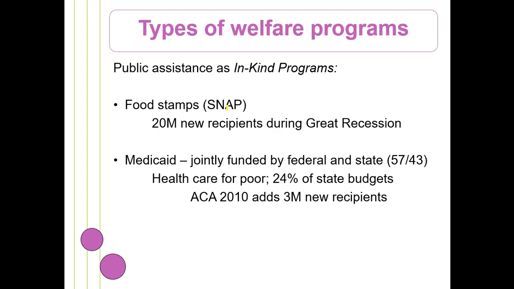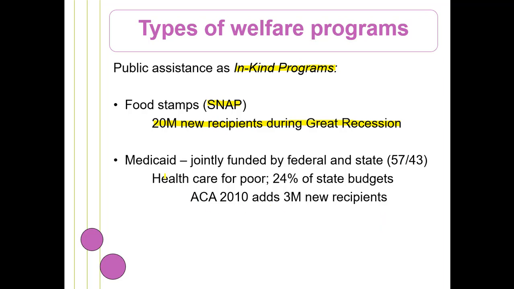Another form of public assistance is called in-kind programs, which is where the assistance is given in the form of that service. For example, food stamps, which is called the Supplemental Nutrition Assistance Program. This is where people are given vouchers to be used for food. And during the Great Recession, there was quite a big spike in that. That has come down somewhat.